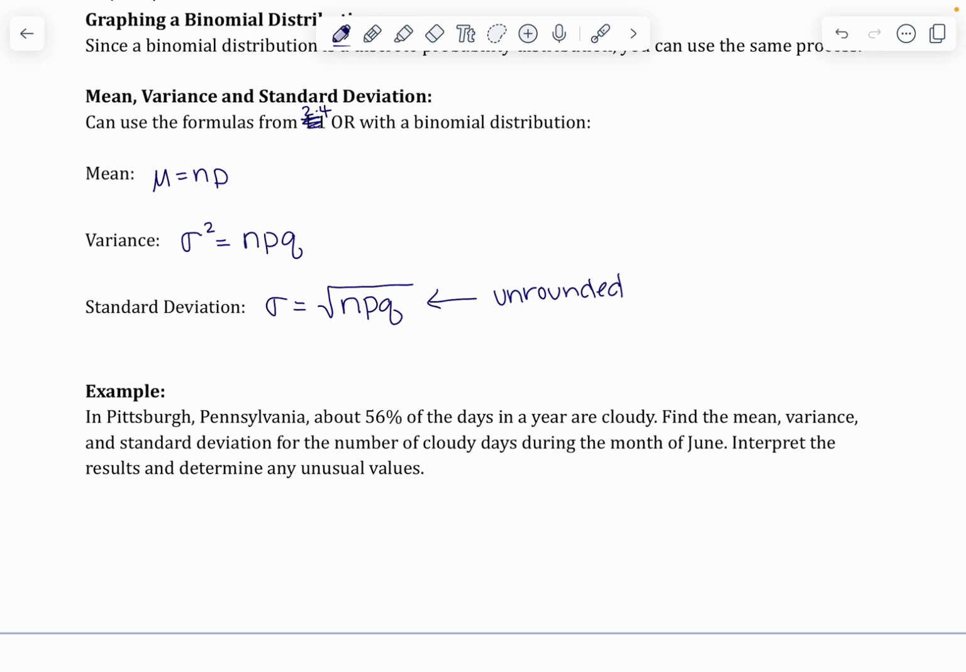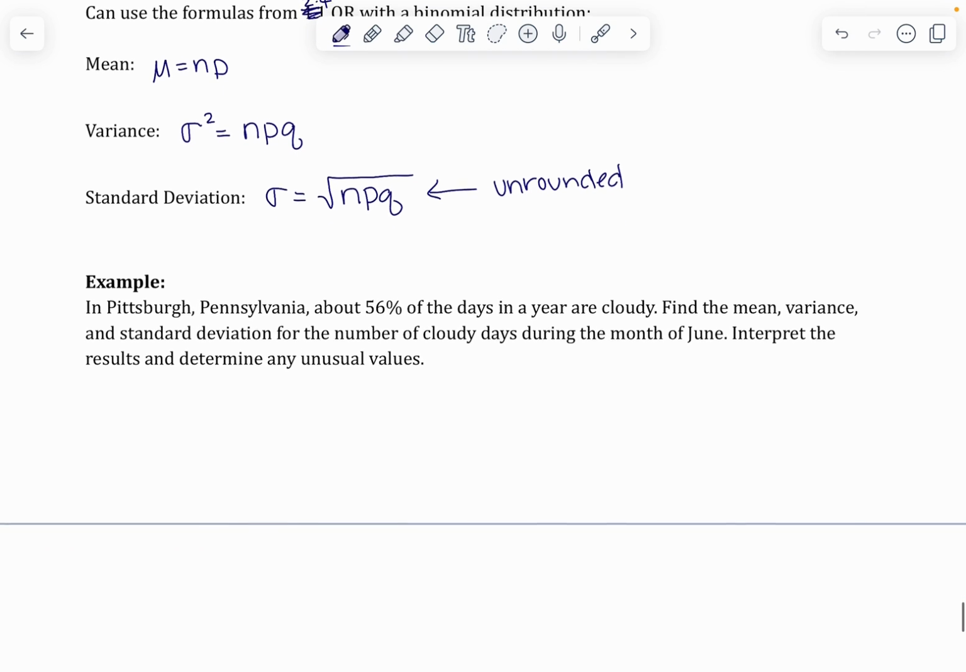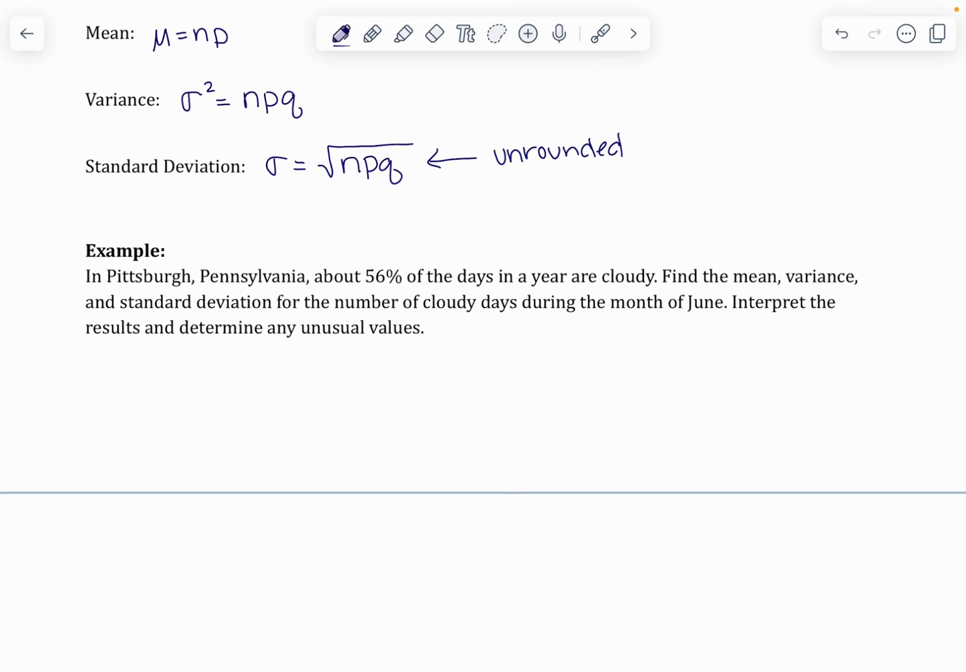All right, so we're going to do one example of this. In Pittsburgh, Pennsylvania, about 56% of the days in a year are cloudy. Find the mean, the variance, and standard deviation for the number of cloudy days during the month of June. Interpret the results and determine any unusual values. So p, our probability of success, is going to be 0.56. Take the complement of that, subtracting from 1, we get 0.44. And this one, our n, we have to think a little bit. It says that we're looking for the number of cloudy days during the month of June. There are 30 days in June.